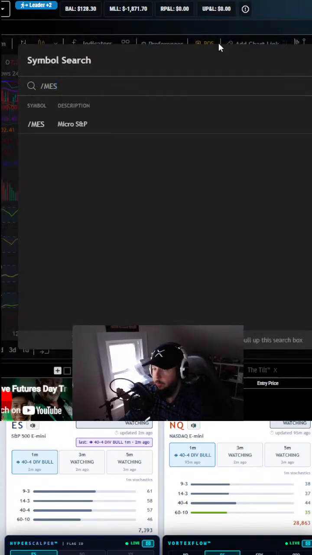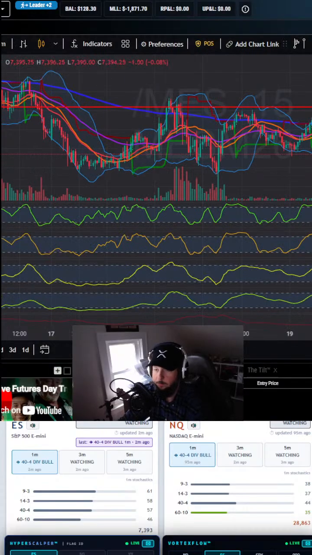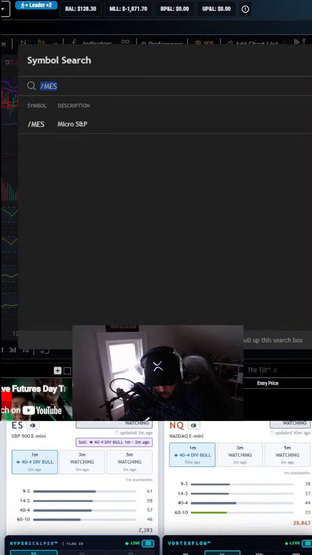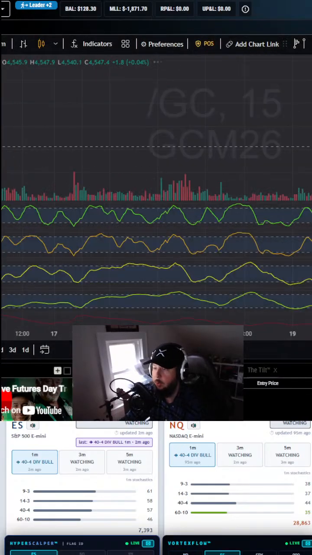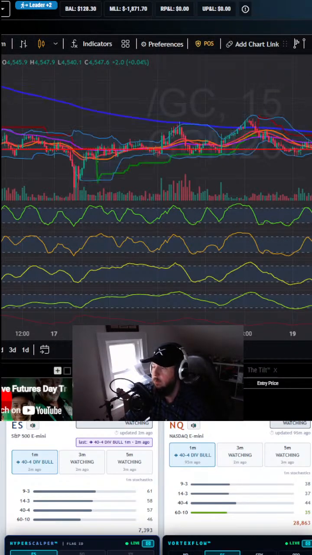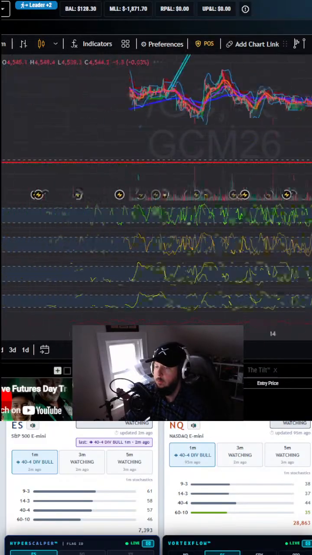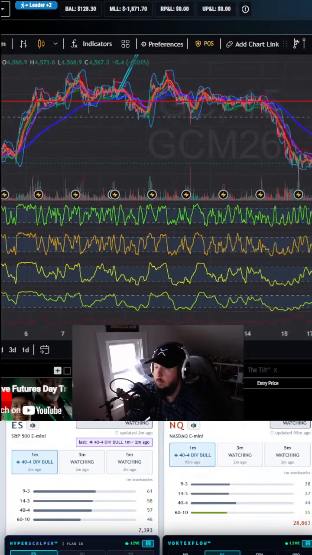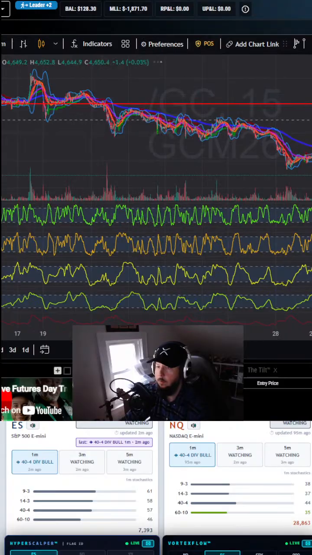So we're just going through my morning prep. Seems like gold setting up for a bit of a short here, just sort of on the bottom end of this.